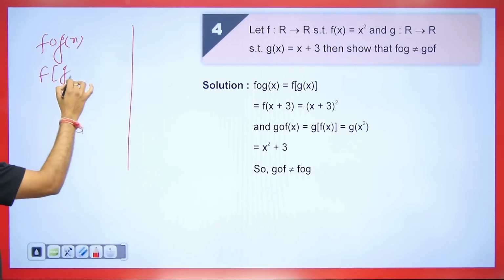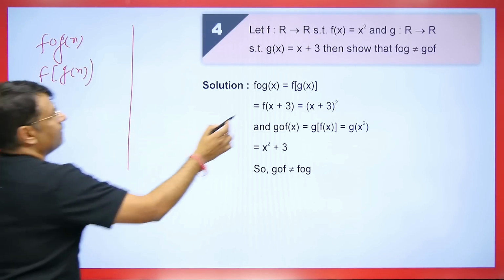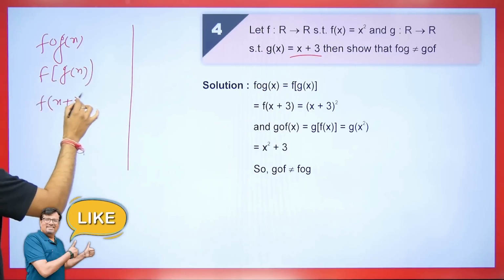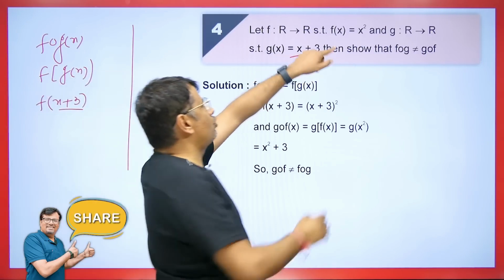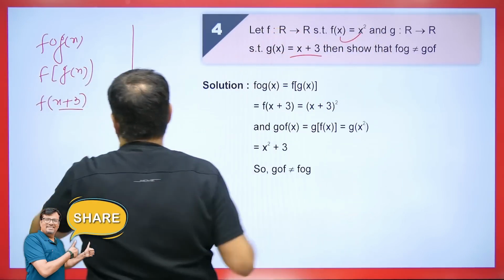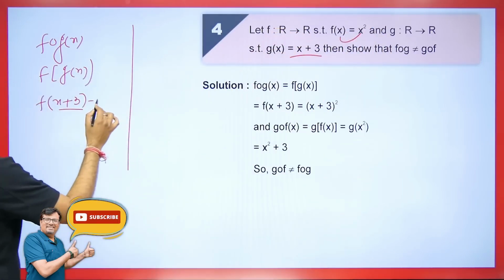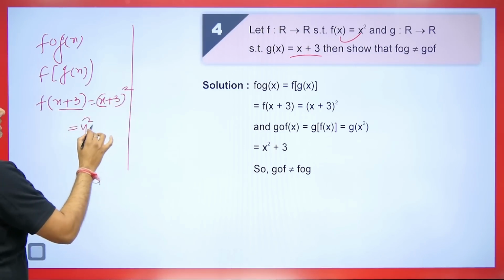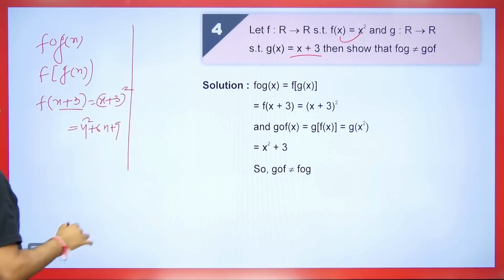If we take f(g(x)) here, then what will be the value of g(x)? It is x + 3. So we will get f(x + 3). Is it right? And here we have f(x), so x goes to this side and becomes the square of it. Here we have x + 3, so this will be the whole square of (x + 3). If you open it up, you will get x² + 6x + 9.